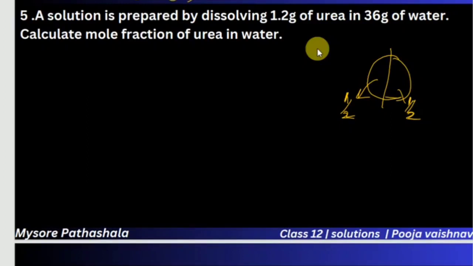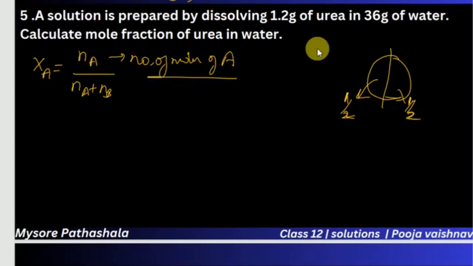Generally, consider mole fraction for two components. Say I want to find the mole fraction of component A. I have a formula like this: Na divided by Na plus Nb. So what is Na? Na is the number of moles of component A divided by the total number of moles of all the components.